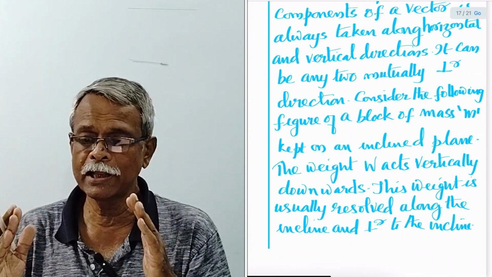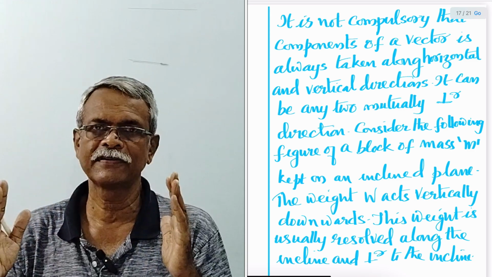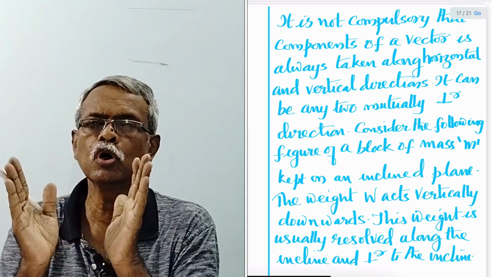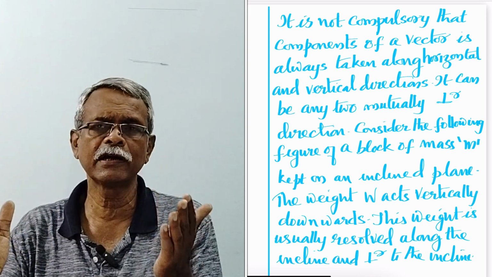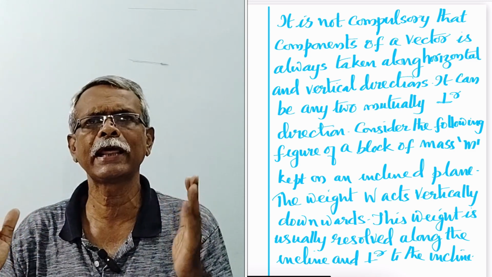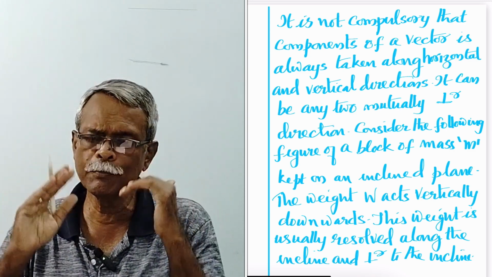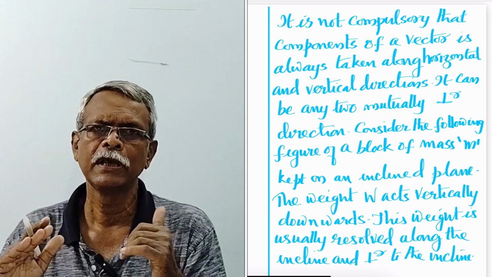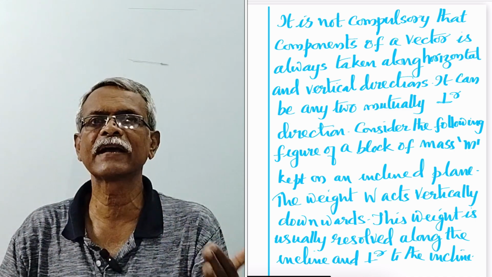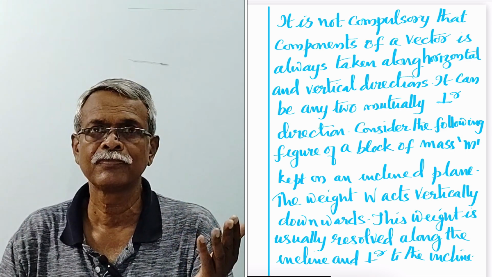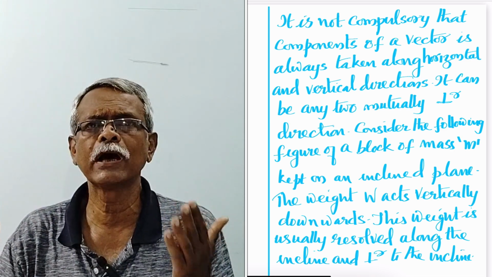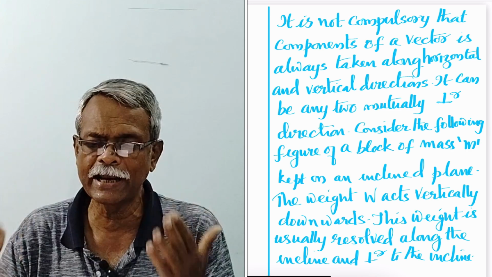We take the components in mutually perpendicular directions. That can be in inclined directions also, but in most of the problems, we resolve a vector into two mutually perpendicular directions. But those two mutually perpendicular directions need not be the x-axis and y-axis. They can be different directions. And in some questions we have to use that idea.